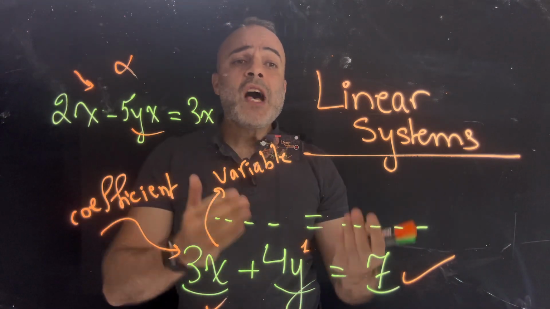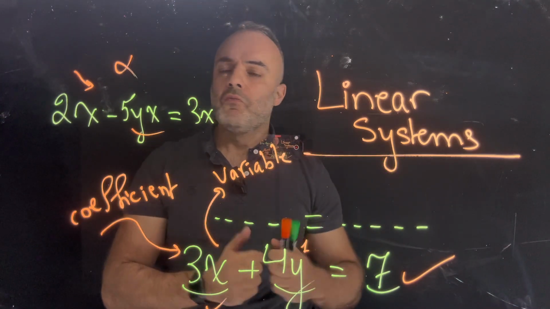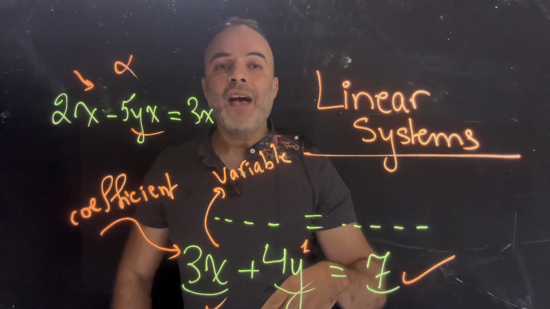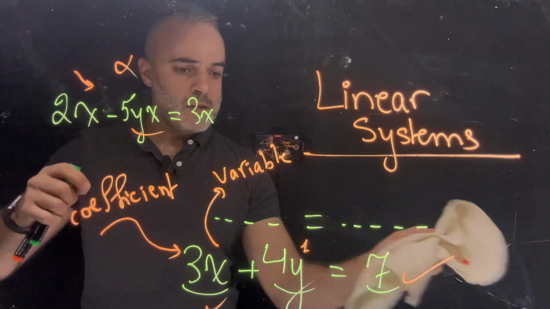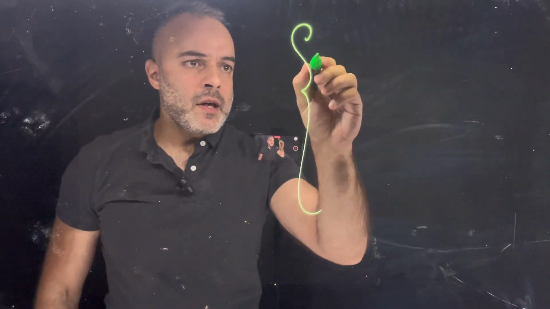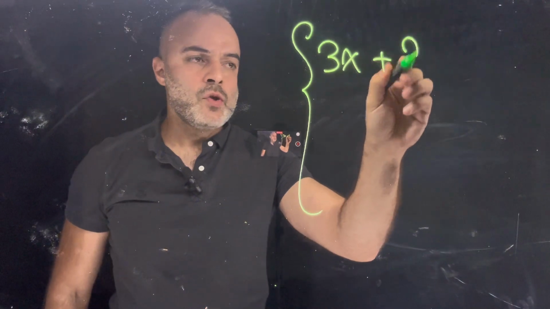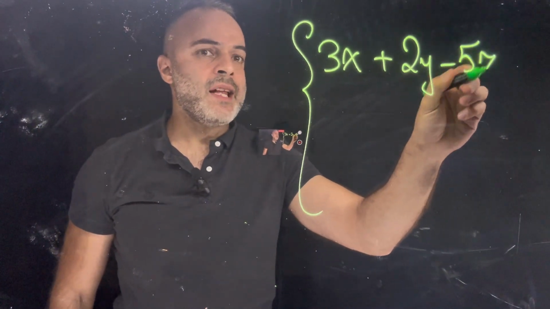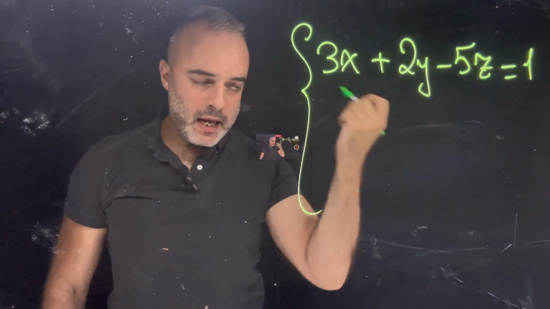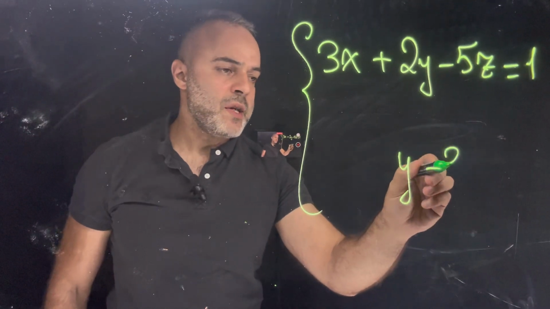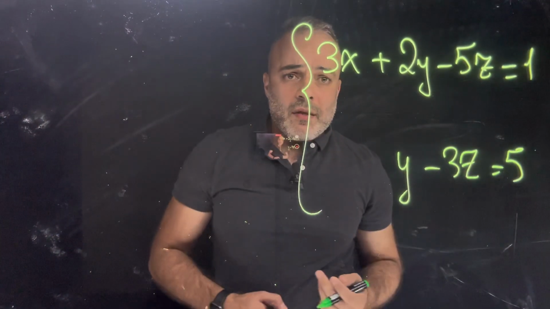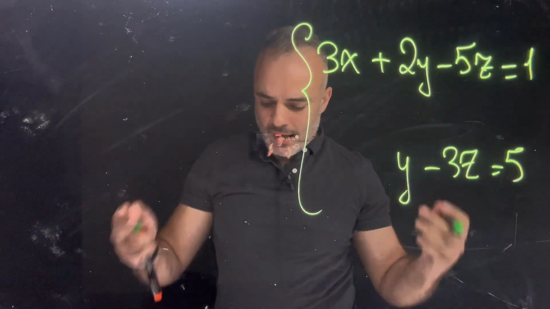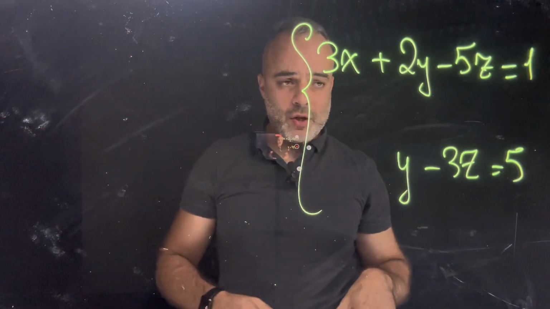Now, what is meant by a linear system? Very simple. If I have more than one equation, so let me just clean it up here. For example, you might have something like 3x plus 2y minus 5z, let's say, is equal to 1. And maybe y minus 3z, for example, equals 5. So this is what? This is a linear system. So a linear system has more than one equation.